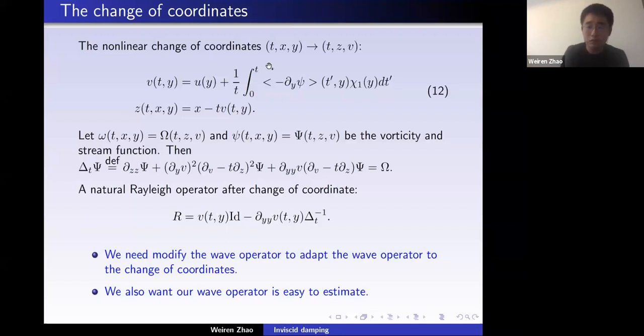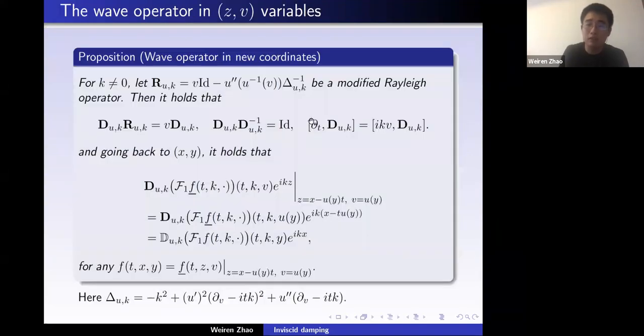After this change of coordinate, the first thing is that the modified Rayleigh operator acting on the wave operator will become V multiplied by the wave operator. Of course, the wave operator is invertible. Moreover, it is quite important that we have very easy calculation of the commutator between the wave operator and the time derivative. By this way, we have the following estimate for the wave operator.